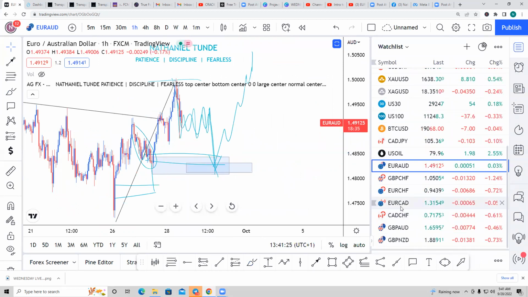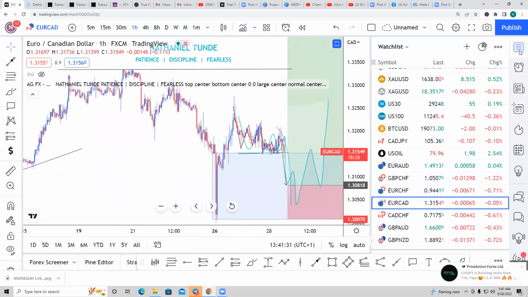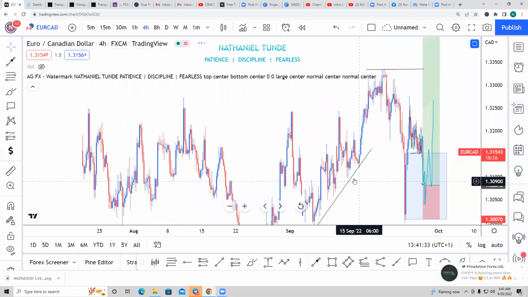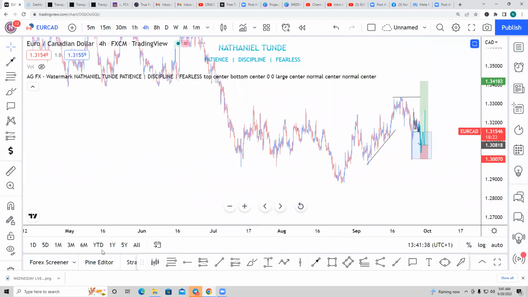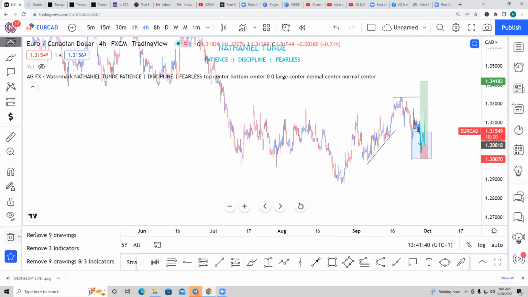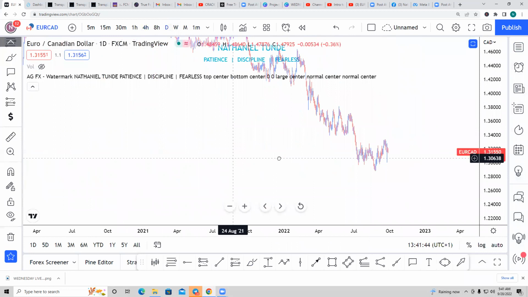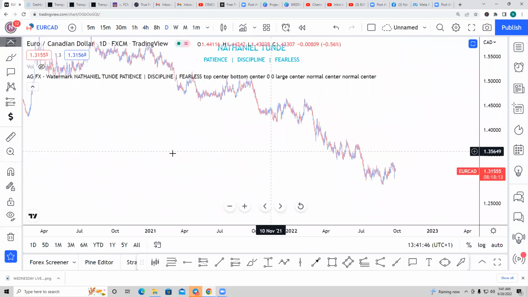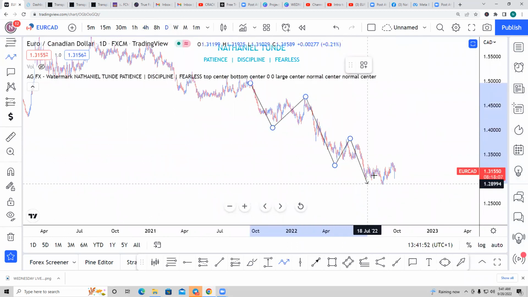Euro CAD. Okay, Euro CAD. That's another setup. I've done it perfectly for you here. All right. So if you look at Euro CAD on a daily time frame, you will see that right here we've been having impulse and correction, impulse and correction, impulse, correction, impulse, correction, impulse, correction.